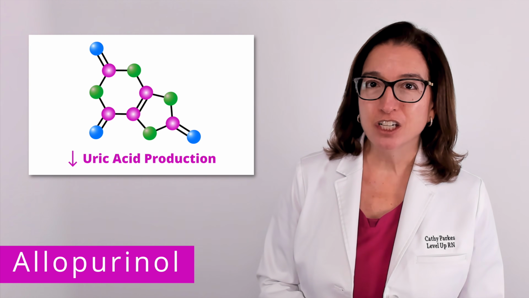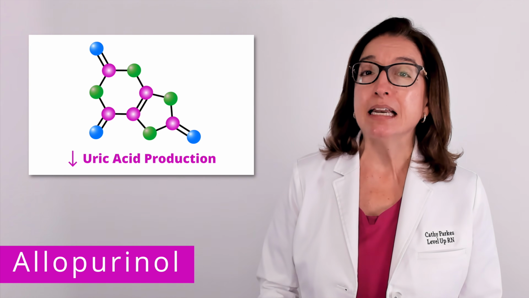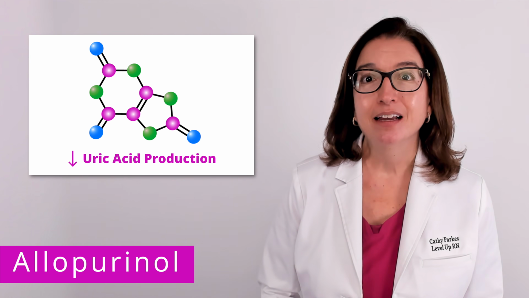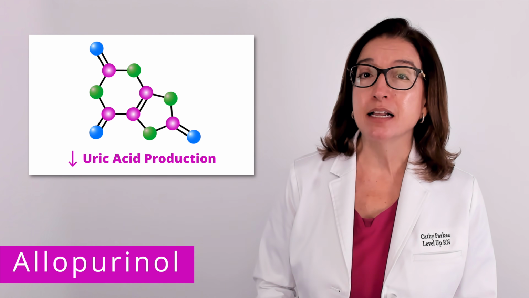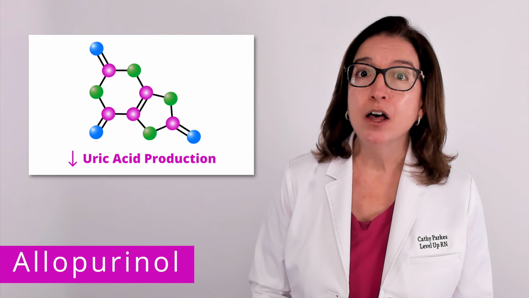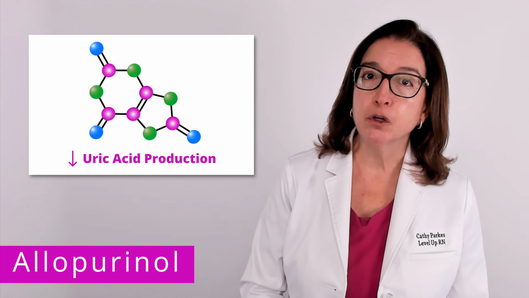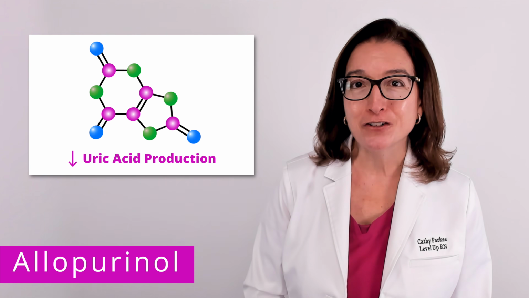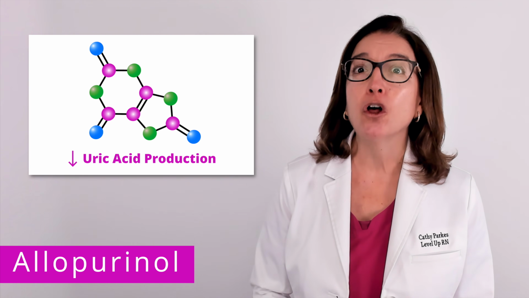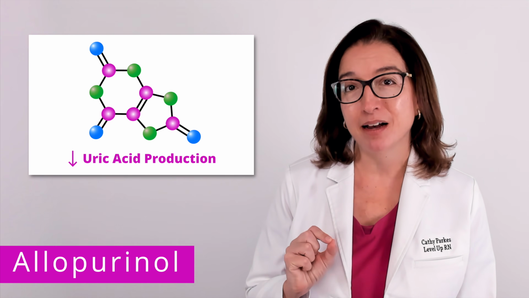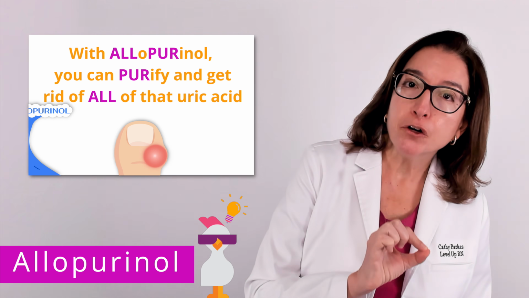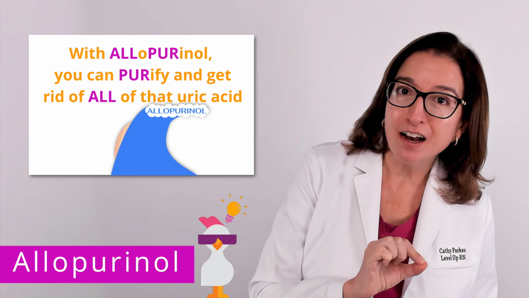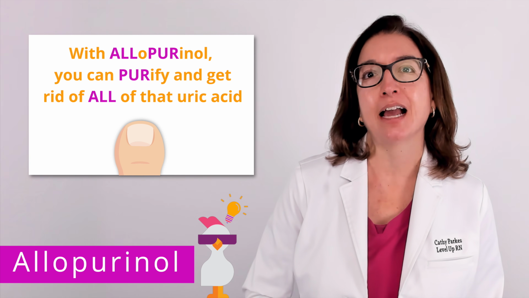In terms of mode of action, allopurinol works by inhibiting uric acid production. It does this by inhibiting an enzyme called xanthine oxidase, which prevents the conversion of purines into uric acid. But honestly, the main thing you need to know for nursing school is that allopurinol lowers uric acid levels in the body. Our cool chicken hint to help you remember this medication and what it does is to think allopurinol helps you purify and get rid of all that uric acid.